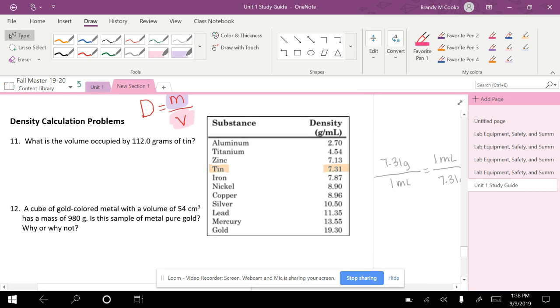Excuse me. So let's take a look at this question. All right. We're always going to start with what's given, and we're given 112 grams. Let me get a pen here. So 112 grams of tin, and it wants to know what the volume is.